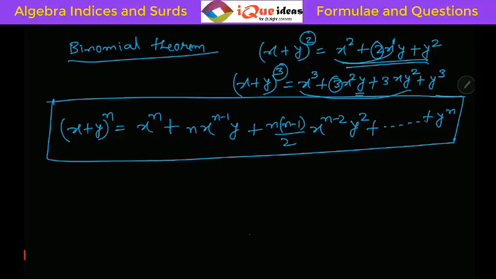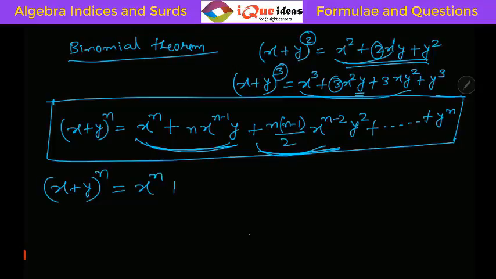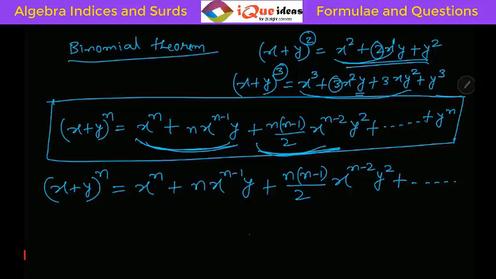Now, for our questions, only the first two terms are important. If you memorize the third term, it is good. So I repeat, x plus y whole to the power n. Just memorize that the first term is x raised to n, the second term is n, x raised to n minus 1, y, and the third term is n into n minus 1 by 2 into x raised to n minus 2 into y square. You don't need to go further. Just memorize these three terms.